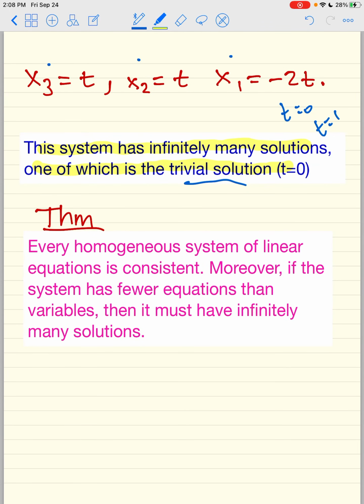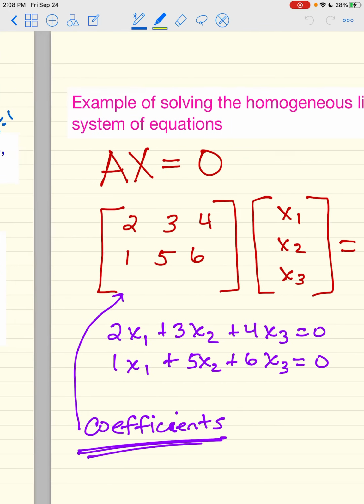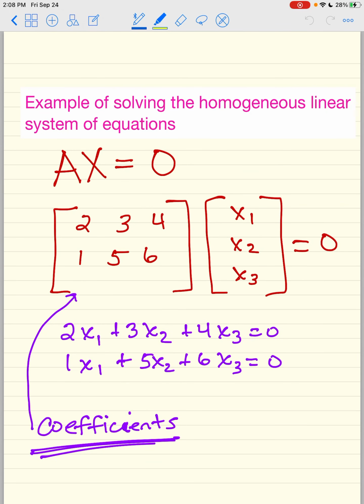Okay? Here's our theorem. Every homogeneous system of linear equations is consistent. Moreover, if the system has fewer equations than variables, then it must have infinitely many solutions. That's what I discussed earlier. If you have fewer equations than variables, you're going to have infinitely many solutions. I wanted to end up leaving you guys with this final example.